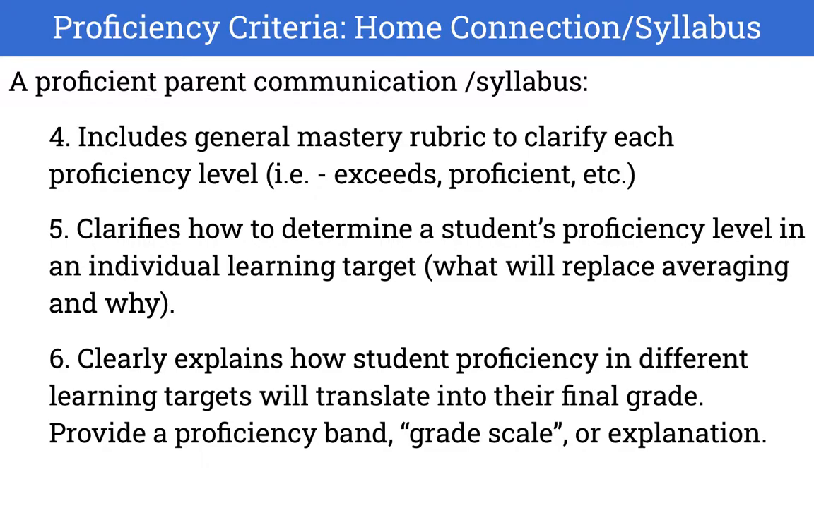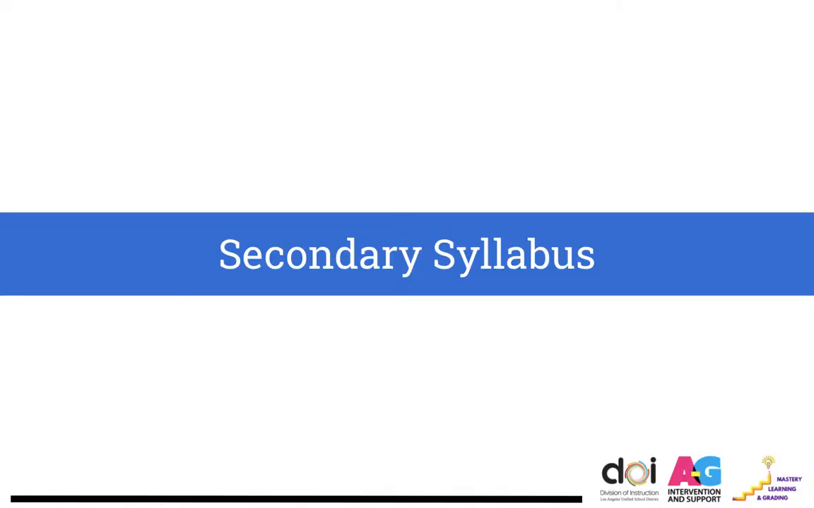Includes general mastery rubric to clarify each proficiency level. Clarifies how to determine a student's proficiency level in an individual learning target. And clearly explains how student proficiency in different learning targets will translate into their final grade. We are going to look at examples of each of the proficient criteria.